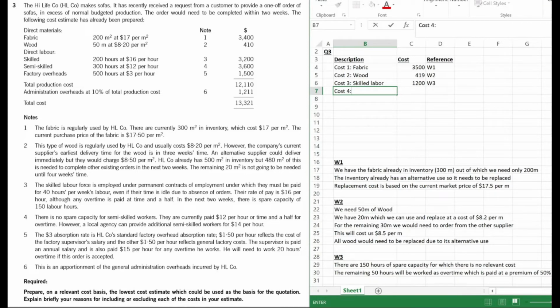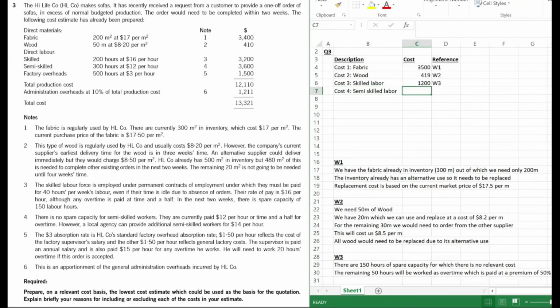Now in the fourth paragraph, seems we're dealing with semi-skilled workers. So semi-skilled labor. Let's just extend this a bit. Now, what do they say? There is no spare capacity for semi-skilled workers right off the bat. So we don't have any spare capacity, okay? They are currently paid at $12 per hour or time and a half for overtime. However, a local agency can provide additional semi-skilled workers for $14 per hour.